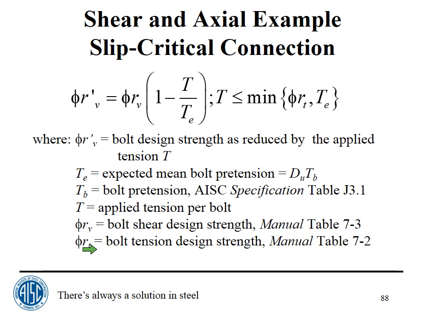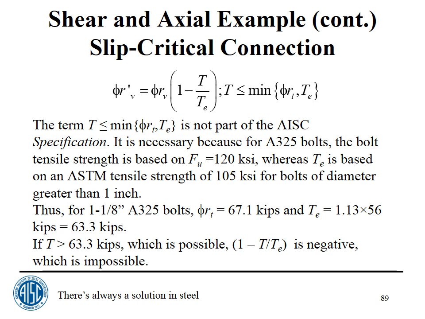Or you can go to the specification for it too. Now this term here at the back is not part of the specification, but it's necessary because for A325 bolts, the bolt tensile strength is based upon 120 KSI, whereas T sub E is based on an ASTM tensile strength of 105 KSI for bolts of diameter greater than 1 inch. Therefore, if I have a 1 1/8 inch A325 bolt, the design tensile strength is 67.1 kips per bolt.